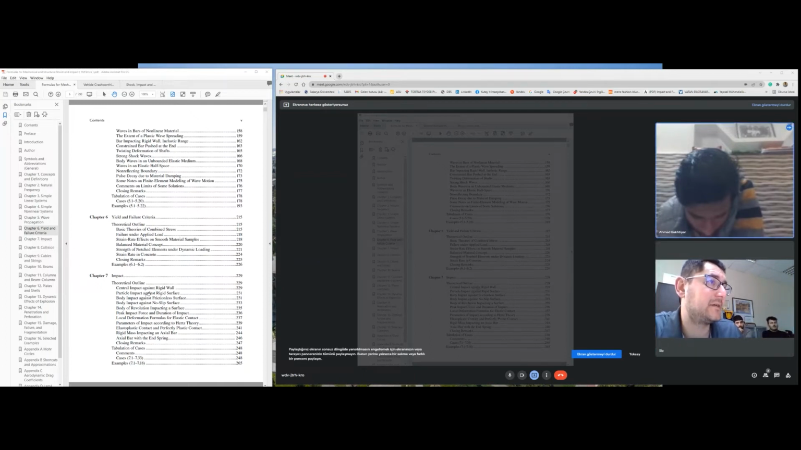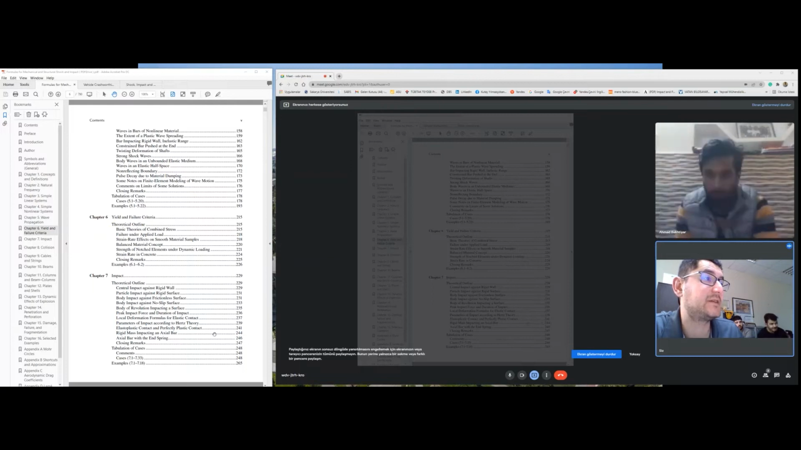When I look here, chapter 7 is okay because it's talking about the parts: central impact against rigid wall, particle impact, body impact. It continues, peak impact force, rigid mass impacting an axial bar, for example. This one is very important. I'm talking about page 244. Rigid mass impacting an axial bar.